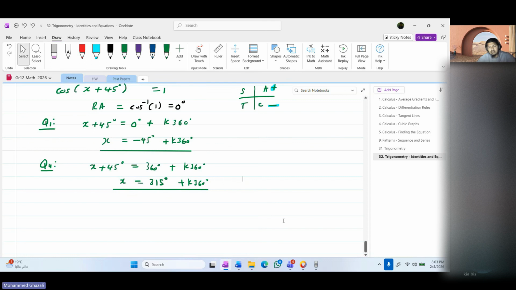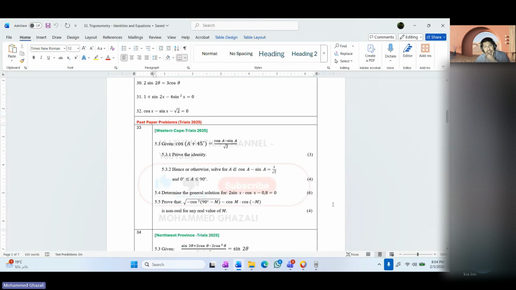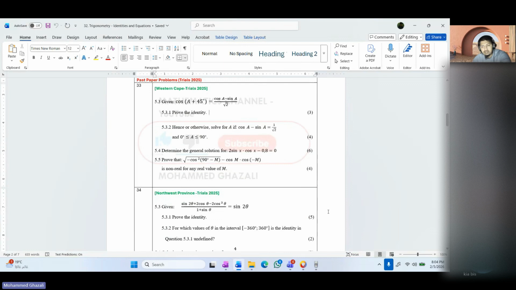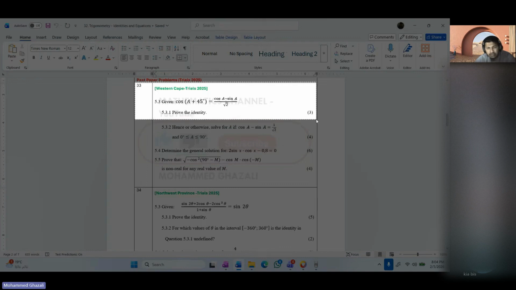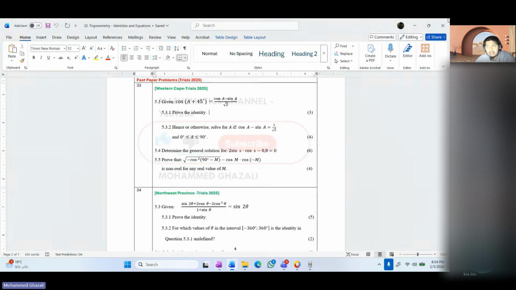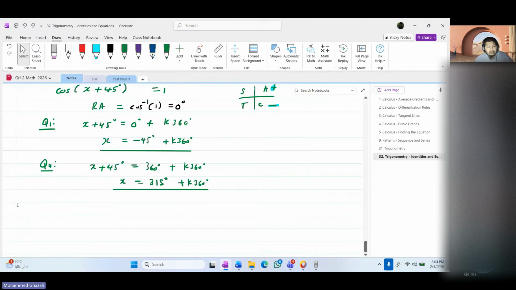Okay, so I hope you guys are understanding all this. Now, we have enough knowledge and information to solve some past paper problems. I've compiled something with all the different 9 provinces from last year's trial papers. So we're going to work with that. Let's look at this. What is this? Western Cape paper, right? So I'm calling it question number 33, but in the paper itself it is question 5.3. Let's see how this is working out.